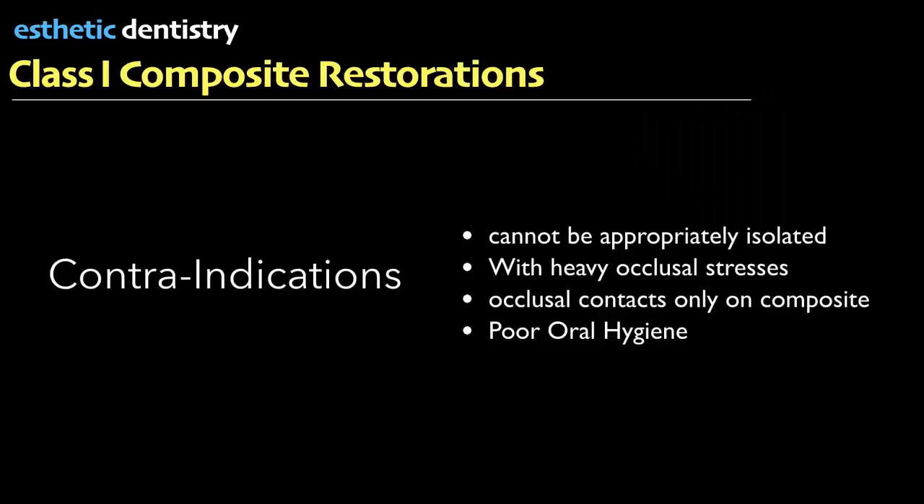When talking about the contraindications of the composite restoration: when the operating site cannot be properly isolated. Okay, isolation is the most important part of any composite restoration. Whenever there are heavy occlusal stresses in patients with parafunctional habits, or when all the occlusal contacts are only in the composites. And poor oral hygiene is also one of the contraindications of using composite restorations.